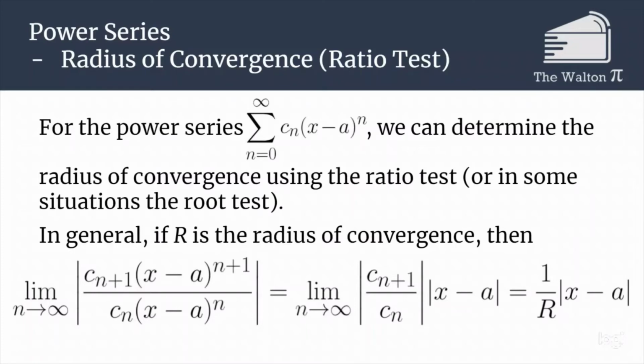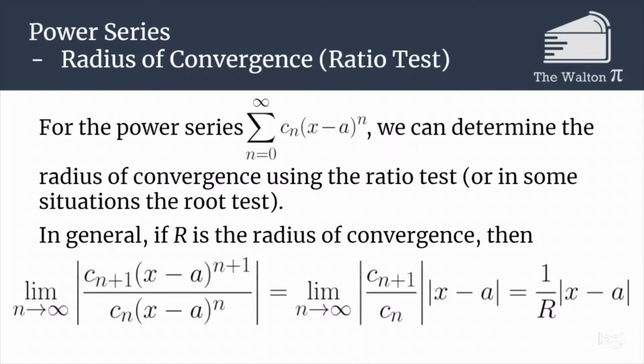converge. So what it turns out to be is we can then just look at the limit as n goes to infinity of c sub n plus 1 over c sub n, because the (x minus a) to the n plus 1 over (x minus a) to the n, that just cancels out and is left with the absolute value of x minus a.